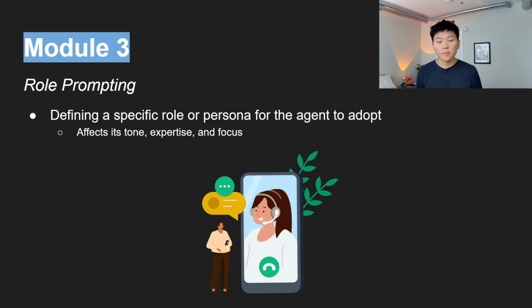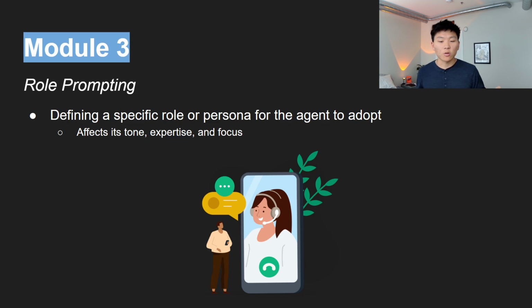We have briefly talked about it in that previous section with structured prompting. We talked about outlining the role at first, but basically role prompting is just defining a specific role, or you might hear persona, for the agent to adopt in order to align its responses with a specific tone, specific expertise, and a specific focus. So for example, if you wanted the agent to handle customer service queries, you would assign it the role of a customer service representative, and that helps the agent be friendly and professional in the way that a customer service rep would be.